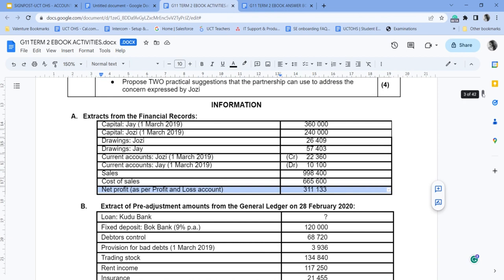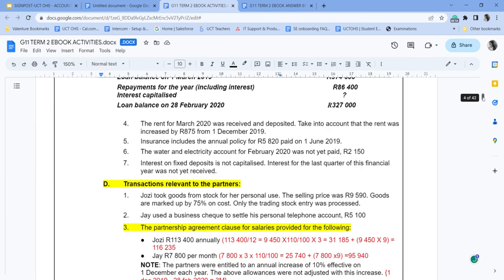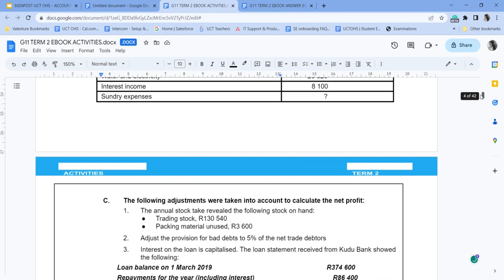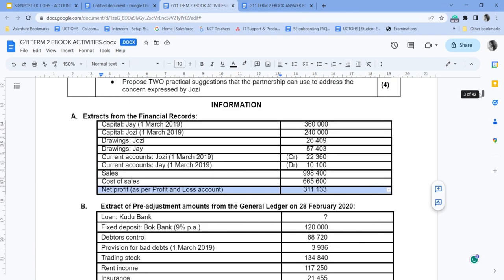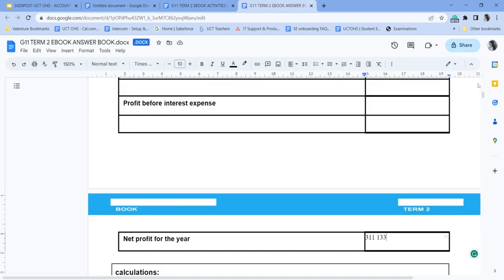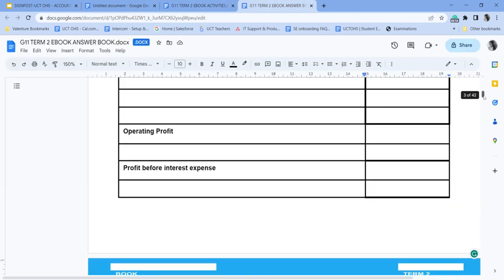So we have the obvious. And then there is additional information down here. It's not a lot. Let's see if we can start with the question. We know that an income statement will always start with sales. So we need to figure out how much the sales are. We have sales here, 998,400. So we take the sales and we put it. Okay, let me just go up.